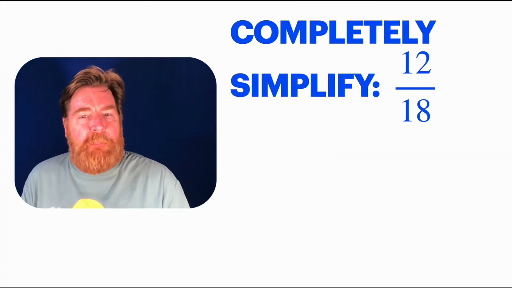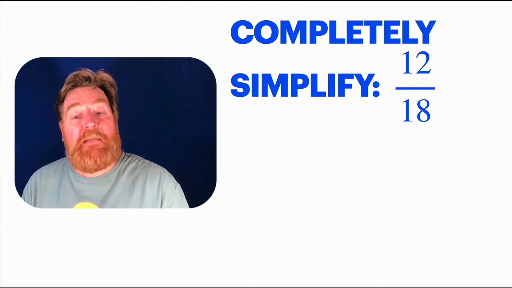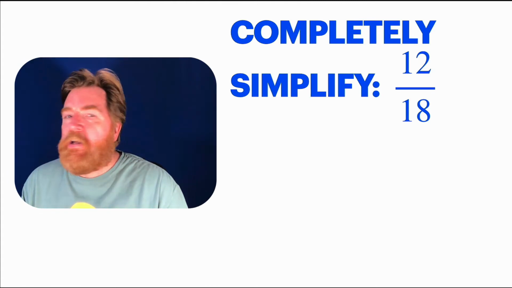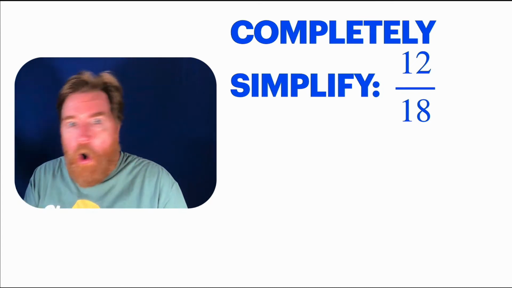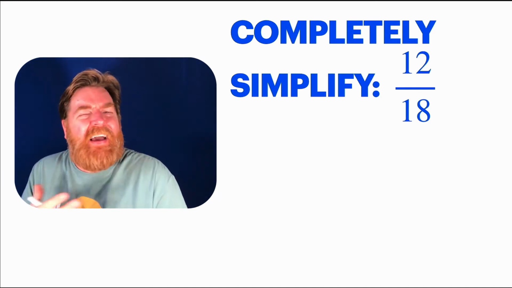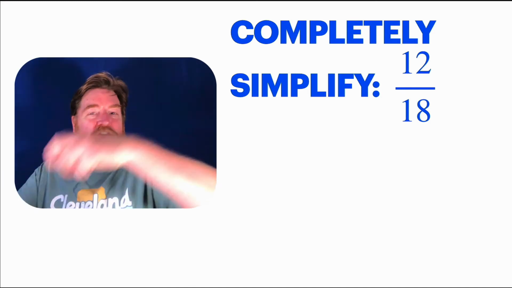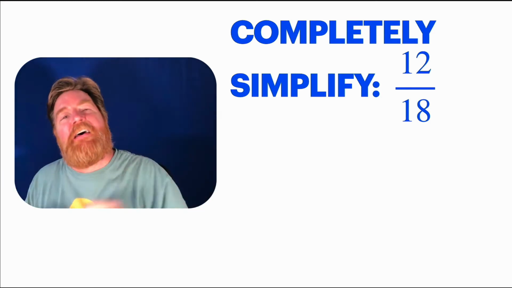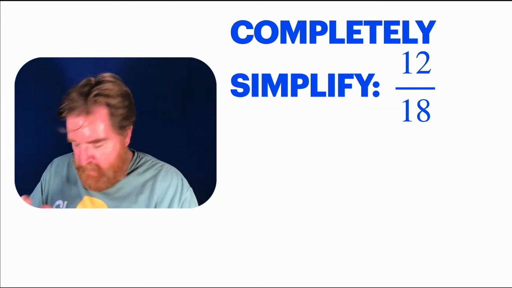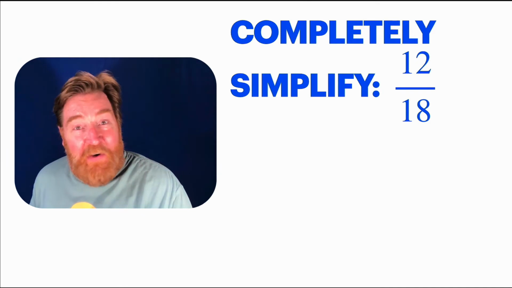Here's another example. Completely simplify 12/18. By the way, the addition of completely just means you want to take out all the unnecessary ones, all the extra ones that are kind of like outfits. Okay, so you just want to strip off all the outfits on this number. So you're just looking at that bare naked fraction. Sorry about that. All right, 12/18.